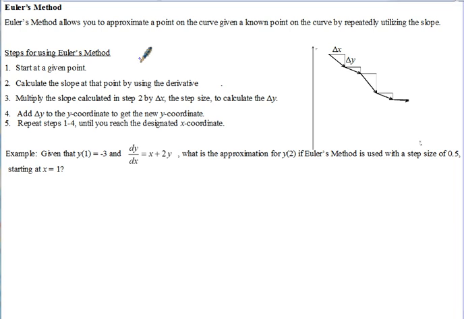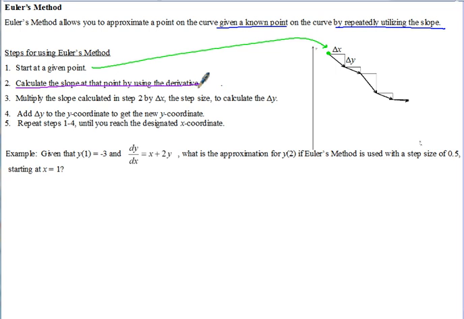So Euler's method allows you to approximate a point on the curve given a known point by repeatedly utilizing the slope. So here are the steps we're going to use for Euler's method. We start at a given point. So here's our starting point on the diagram right here, where you know its coordinates. And then you calculate the slope of that point by using the derivative.